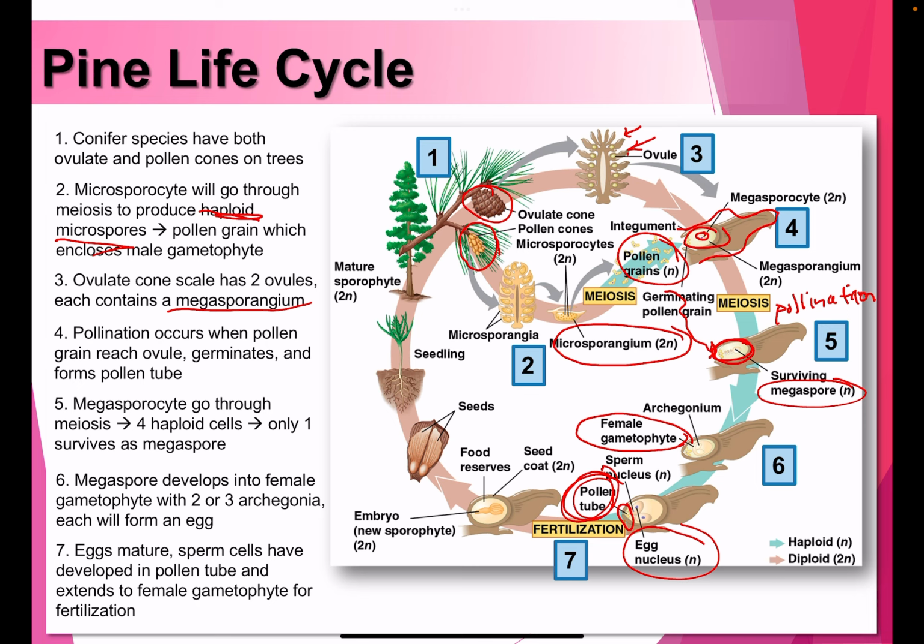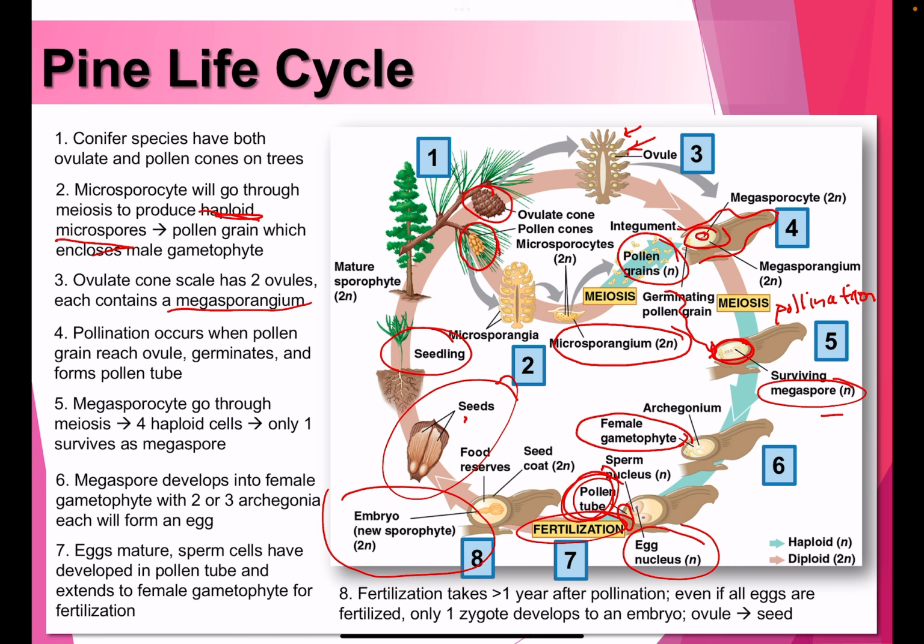So once the sperm can access the egg, it will fertilize it, and that pollen tube will extend into the female gametophyte, and that's how fertilization can then happen. Fertilization, and then you will form your new sporophyte, which is the embryonic version of it, which will form your seed. That seed will then go on to become your seedling.